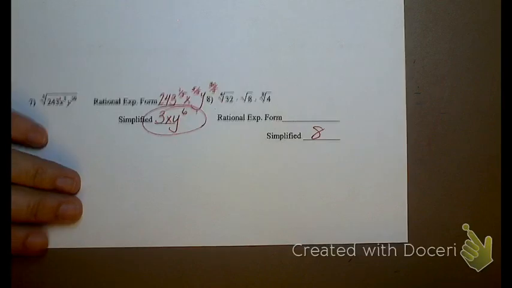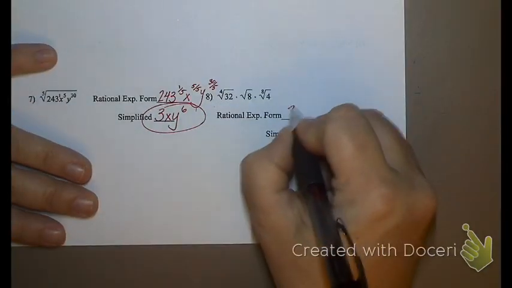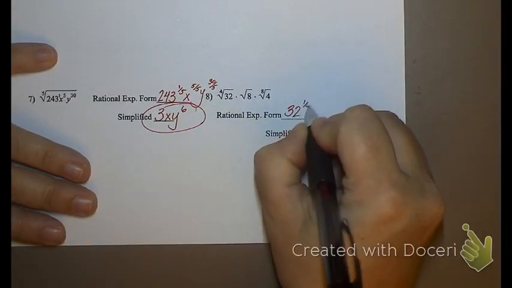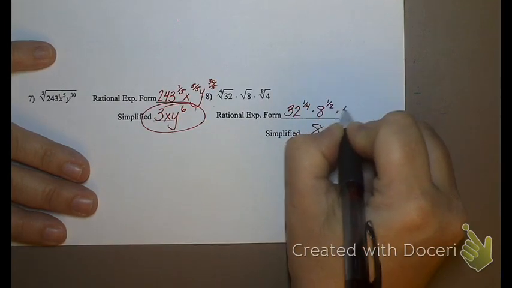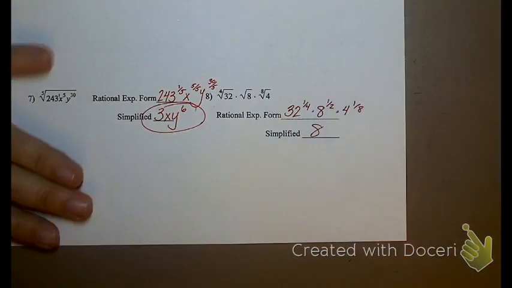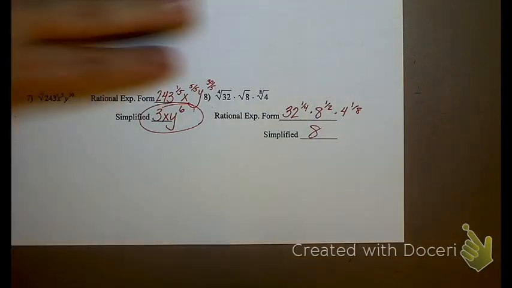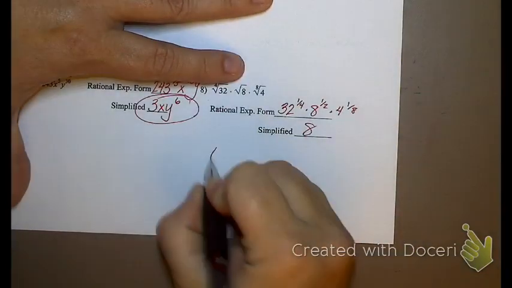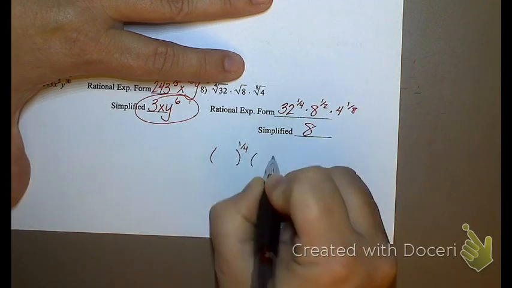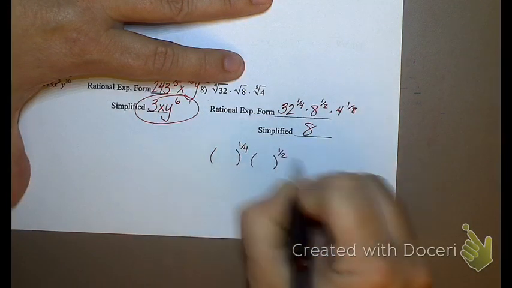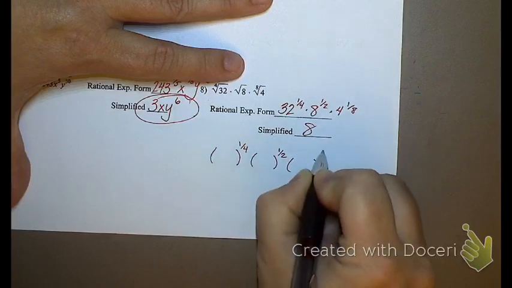Right? That's the easy way. 32 to the 1/4 times 8 to the 1/2 times 4 to the 1/8. Let me show you how this one's supposed to go, though. Okay? So you have 32 to the 1/4, 8 to the 1/2, and 4 to the 1/8.